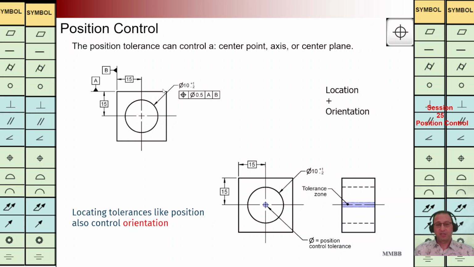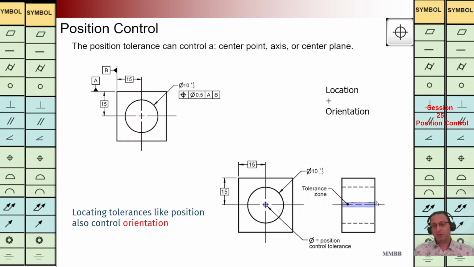Here in this figure, we are going to control the center of this hole by having this feature control frame. In the first box we have the positioning symbol, in the second box we have the diameter symbol, and this value 0.5 back to A and B. What does it mean? It means we are going to have a cylinder with a diameter of 0.5, and the center of this hole should be in that interval, as we can see at the bottom.